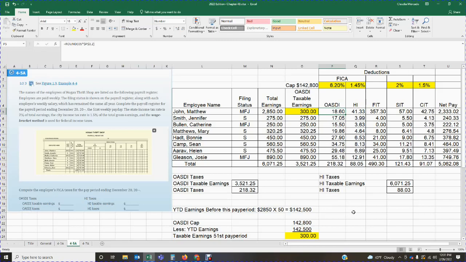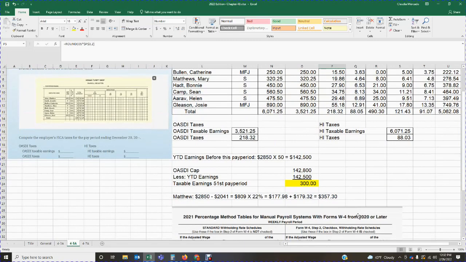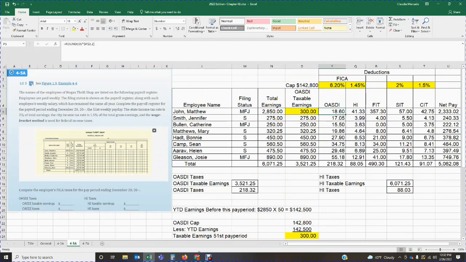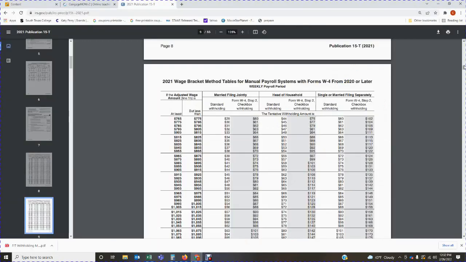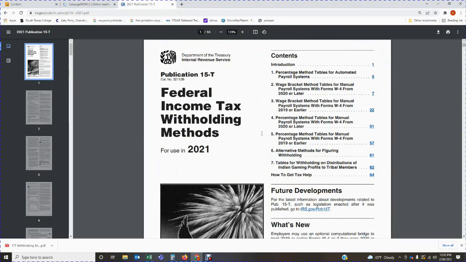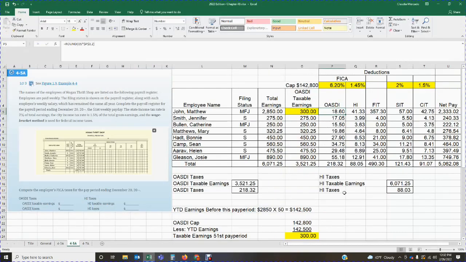Okay. So that is basically it. Make sure that you are using the correct tables. Like I said, I recommend that you download Publication 15T for the year 2021. It's online. It's available to you. That way it's just easier for you to use. And we are using number 2 and we are using number 4. So just make sure that that information is available to you. And that is basically it for this problem.